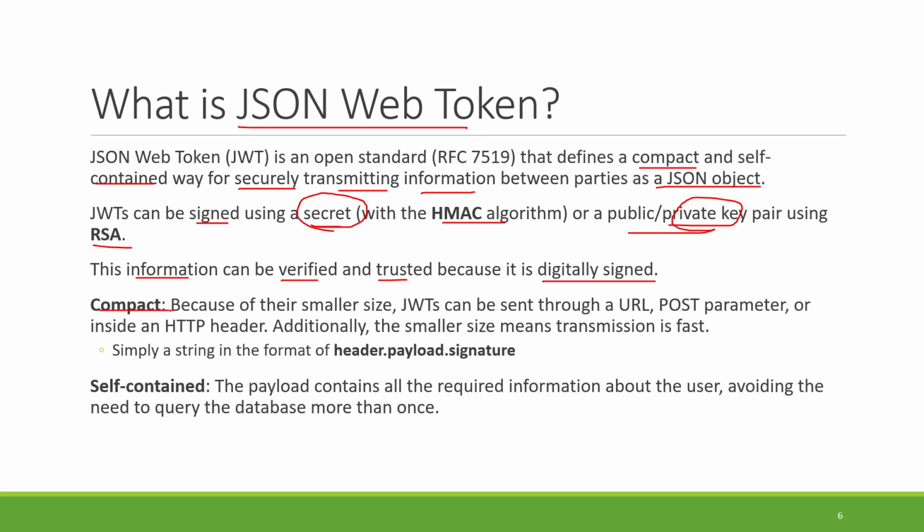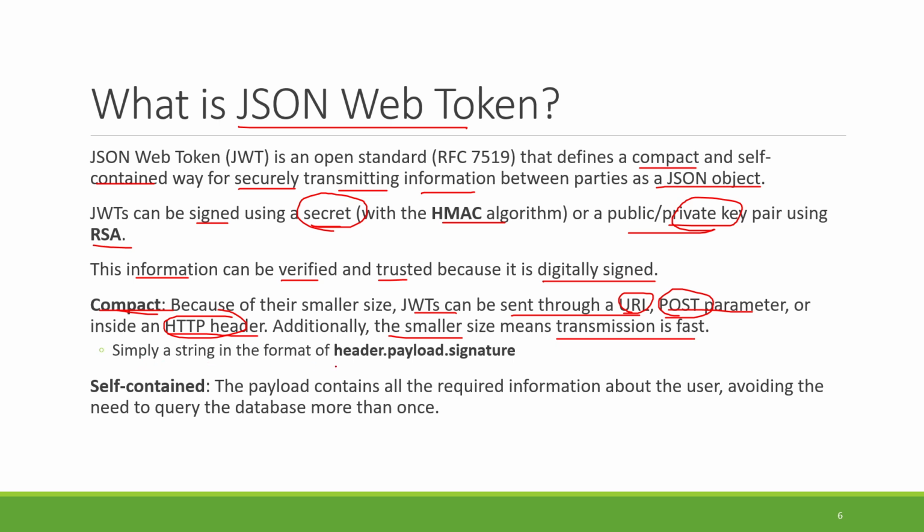It's compact. Compact means just a simple string, okay? With the smaller size, JWT can be sent through a URL because it's just a string, plain text, okay? Post parameters included into an HTTP header, it's a string, plain text, okay? So you can send it in different ways. You can pass it in a URL as a query parameter, you can pass it as post parameters, you can add it in the HTTP headers, okay? And again, it's compact, it's a smaller size, which means the transmission is fast, okay?